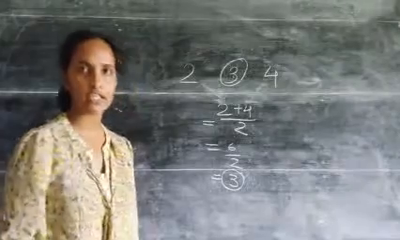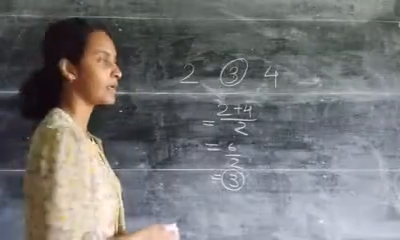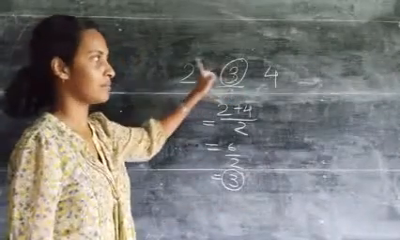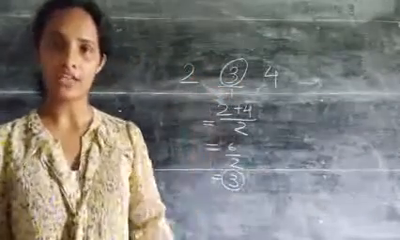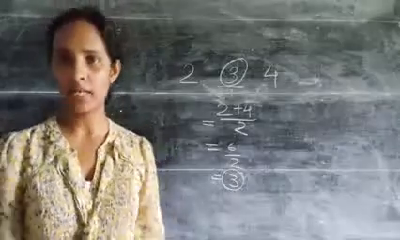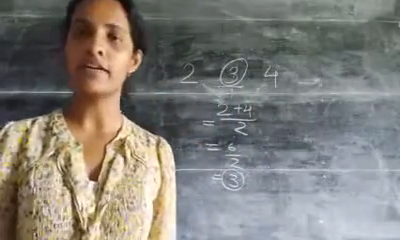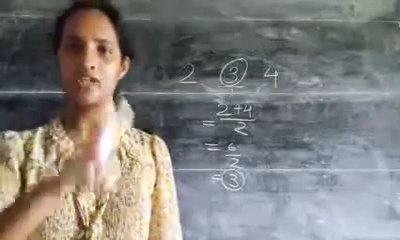Yes or no? 3 is a rational number, right? I can write it as 3 by 1. So 3 is another rational number. That means I can find a rational number between any two given rational numbers. What is the formula? Just add the given numbers and divide them by 2. That is how we find a rational number between any two given rational numbers.